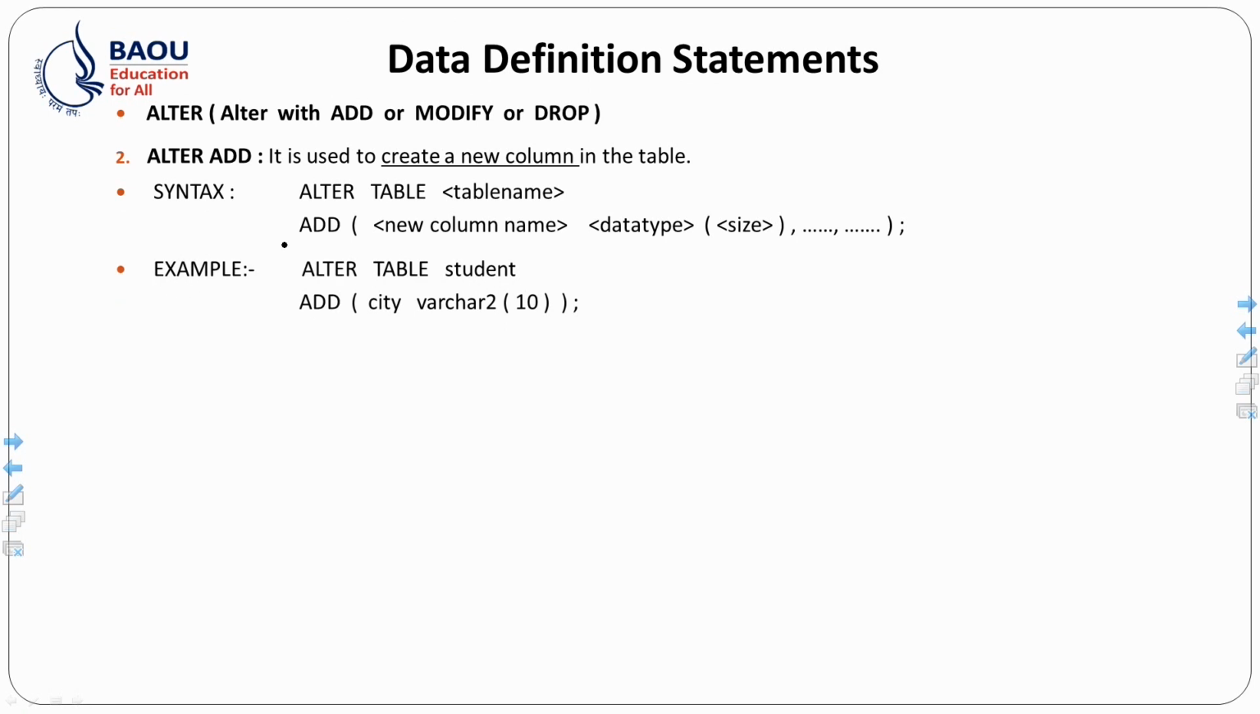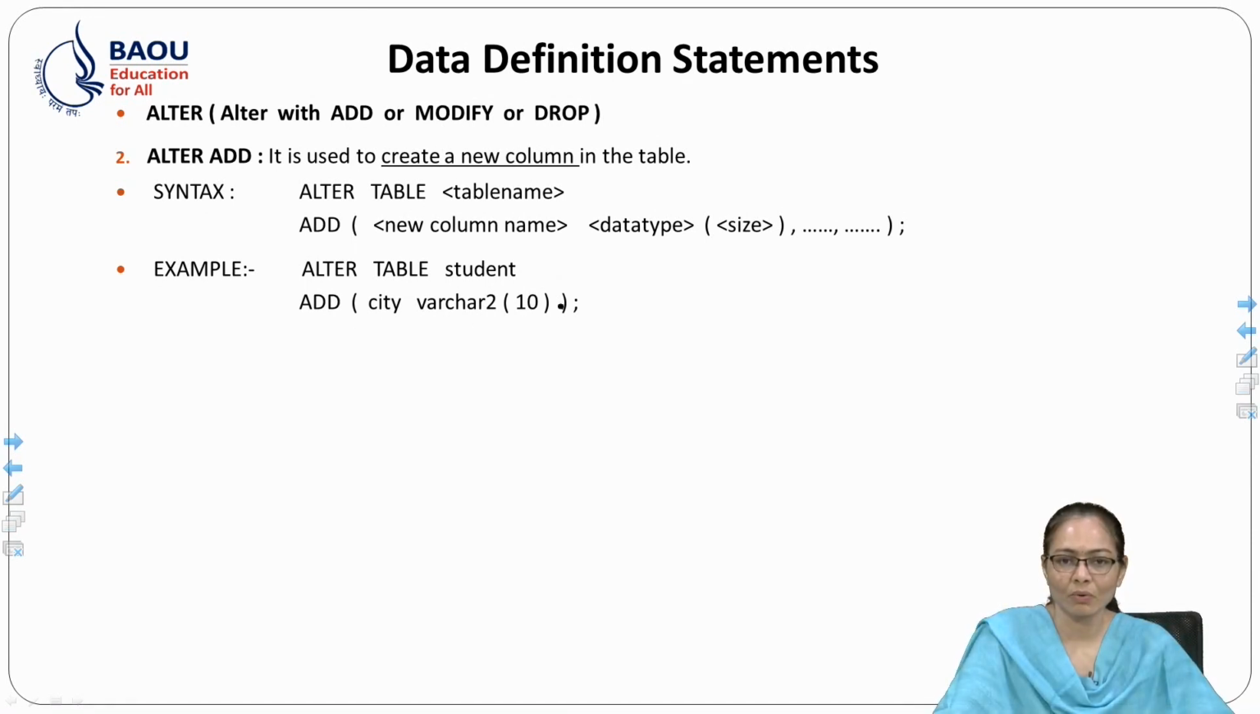For example, alter table student. We want to add the city column in the student table. So alter table student, then add, round bracket open, and then city, and city contains character data, alphabets. So the data type is varchar2 and in the bracket the size is 10, then the bracket is closed, and then semicolon.